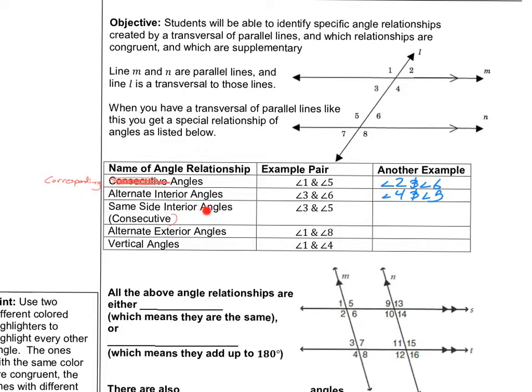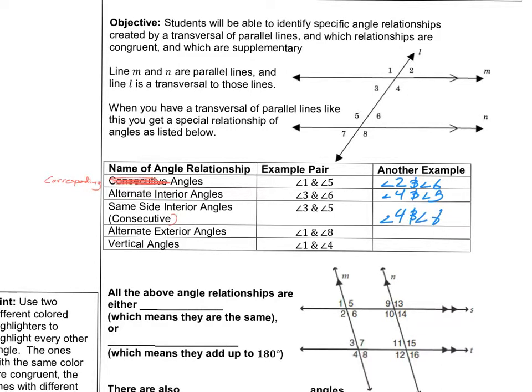Okay, the next one is same side interior angles, and this is the one that's also called consecutive. So that's why I wrote consecutive here. That was a mistake. But this one is also called consecutive. But I like same side interior because it just makes sense. Remember, interior just means inside the two parallel lines, right? Just inside here. Same side just means they're on the same side. So 3 and 5, that's an example of same side, and 4 and 6 is another example of same side interior.